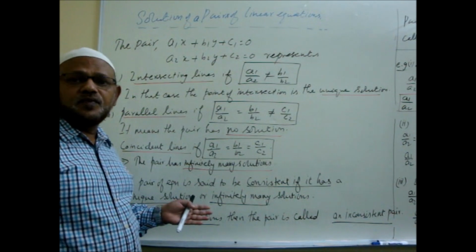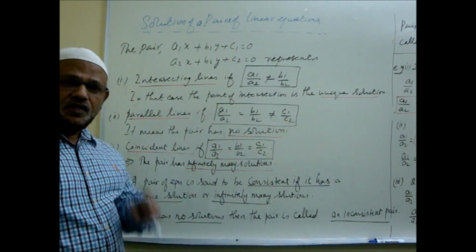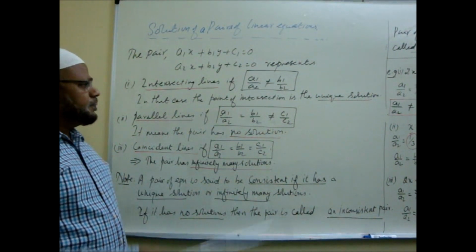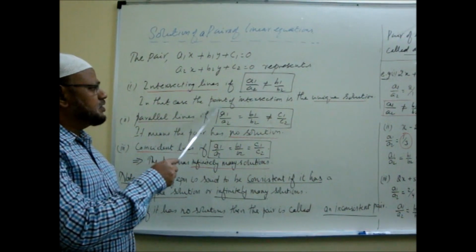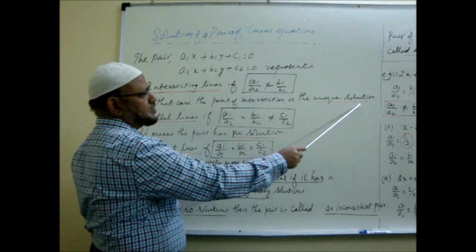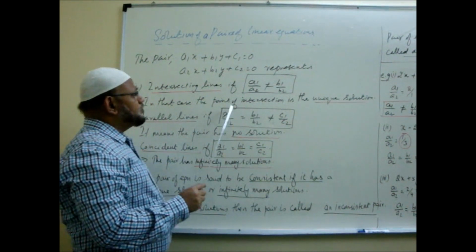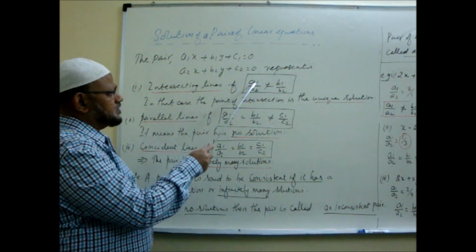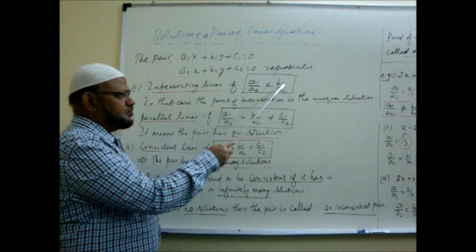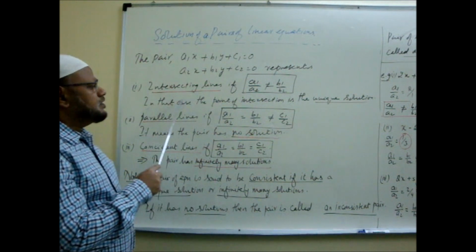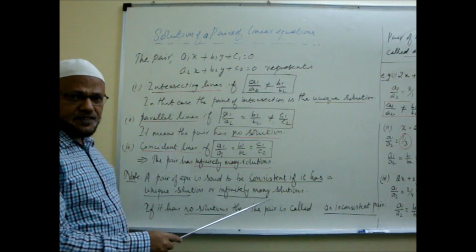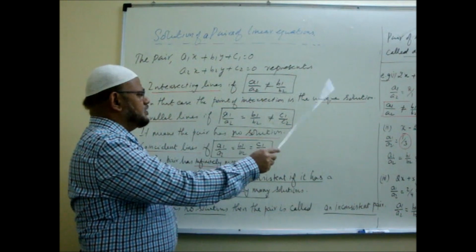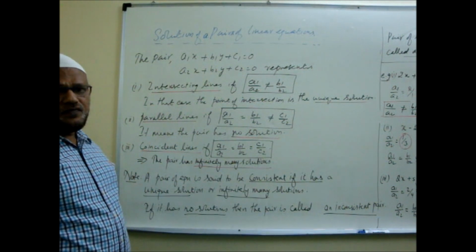So if they intersect at a point, the point of intersection is the solution, the only solution. At only one point the two lines intersect here. So that pair of equations will have a unique solution, and the point of intersection is the unique solution. So when a1 by a2 is not equal to b1 by b2, the two lines intersect at a point, and the point of intersection is the only, unique solution of the pair.